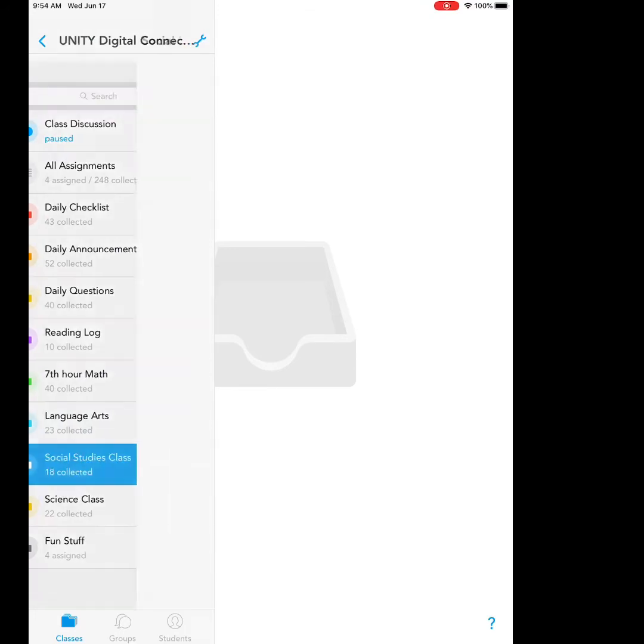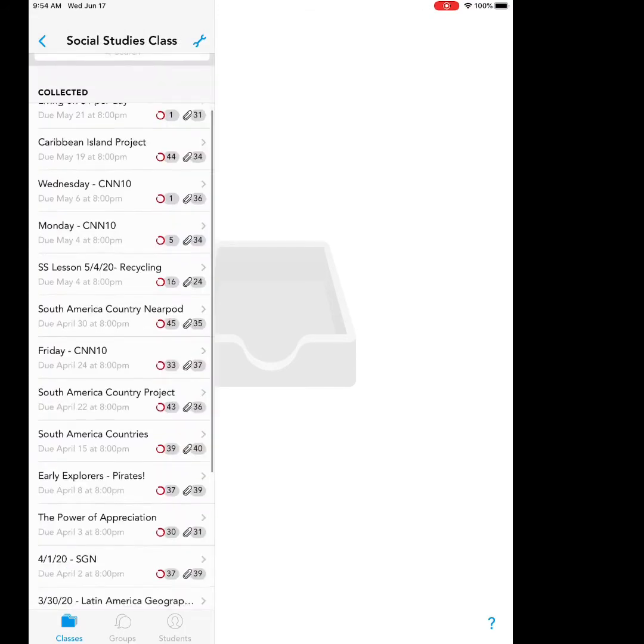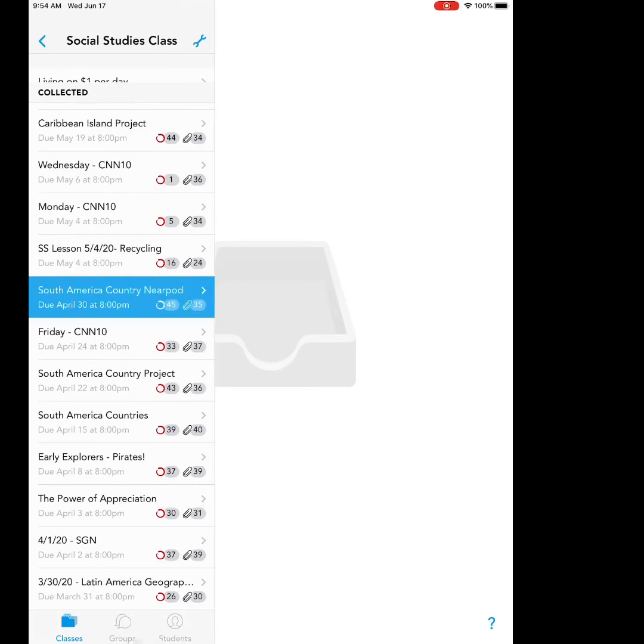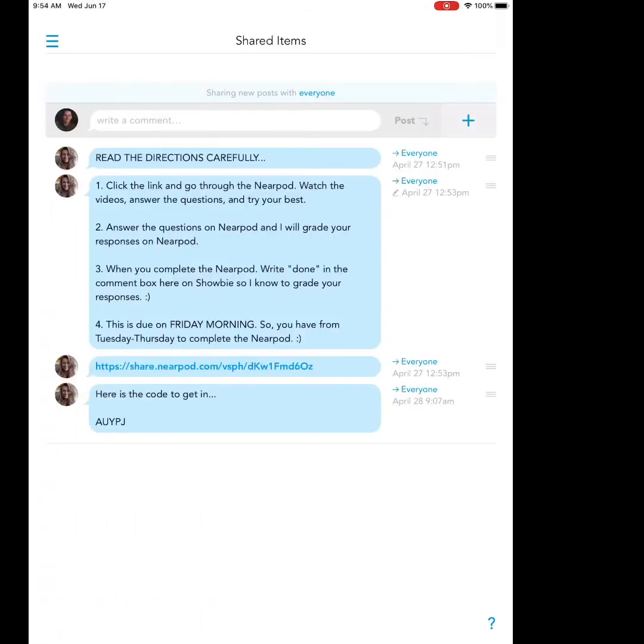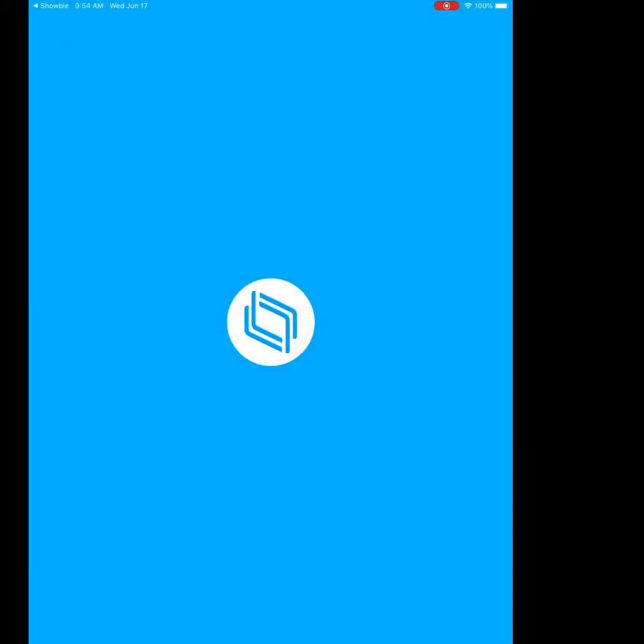Every other day we'd have social studies, as you know, and the social studies lessons, same thing, would show up. And as you can see, those are the grades that they have. You can see how many people turned it in, how many people late, so it's pretty easy to keep track of what you had to do.